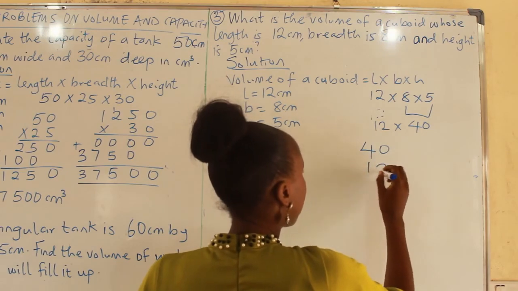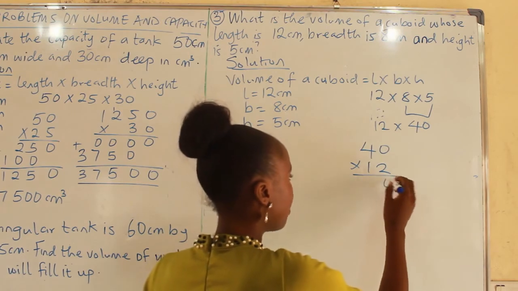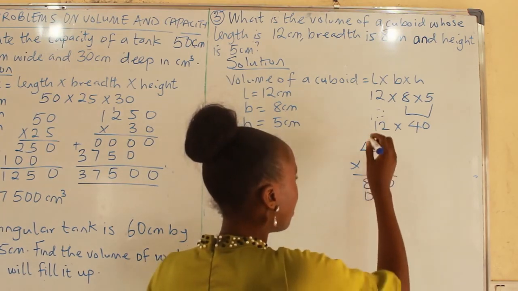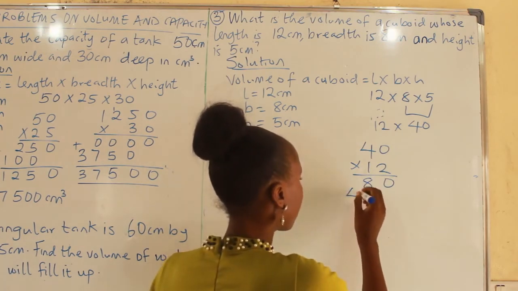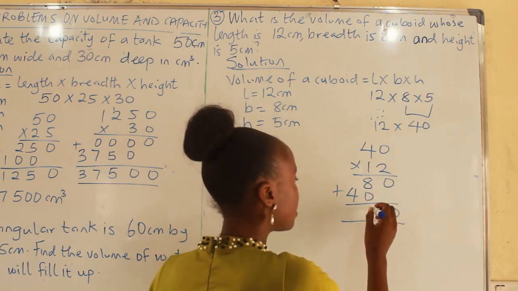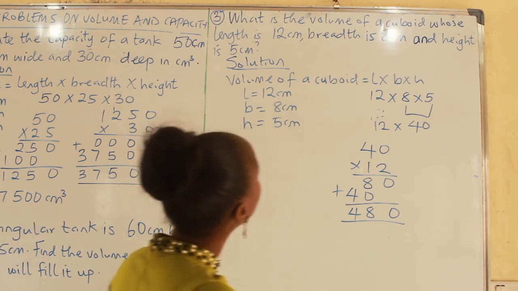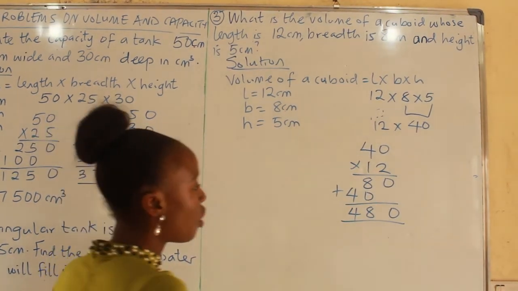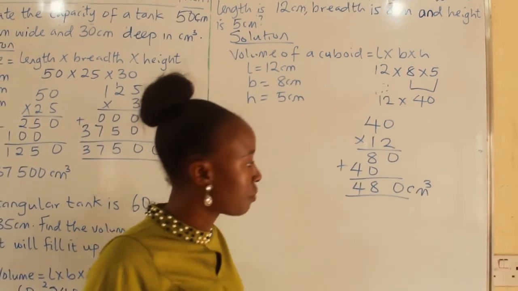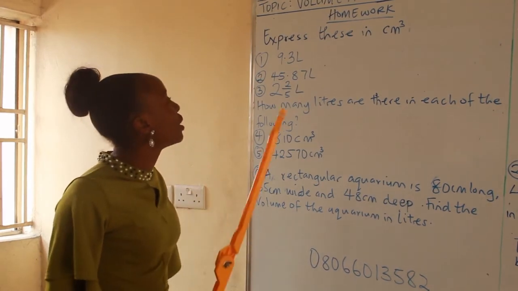40 multiplied by 12. 2 times 0 is 0. 2 times 4, 8. 1 times 0, 0. And 1 times 4, 4. So if we add our answers together, we have 0, 8 plus 0 is 8, and we have 4. So the volume of this cuboid is 480 cm cube.